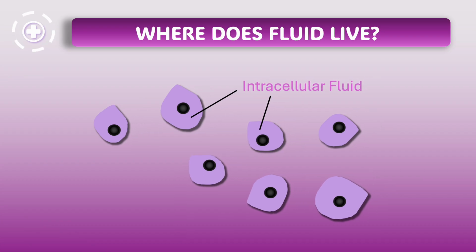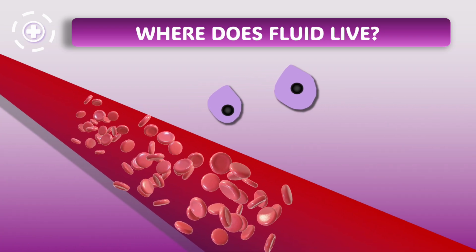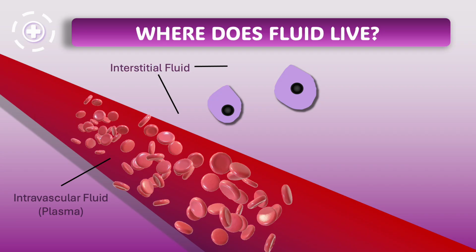About 2/3 of the body's fluid lives inside of these cells. This is called intracellular fluid. The cells use active transport mechanisms to move electrolytes in and out of cells to help with fluid balance. The remaining 1/3 of that fluid lives outside of the cells, and this is called extracellular fluid. Extracellular fluid is further divided into the intravascular fluid, which is the plasma in the bloodstream, and the interstitial fluid, which we've already said surrounds the cells.